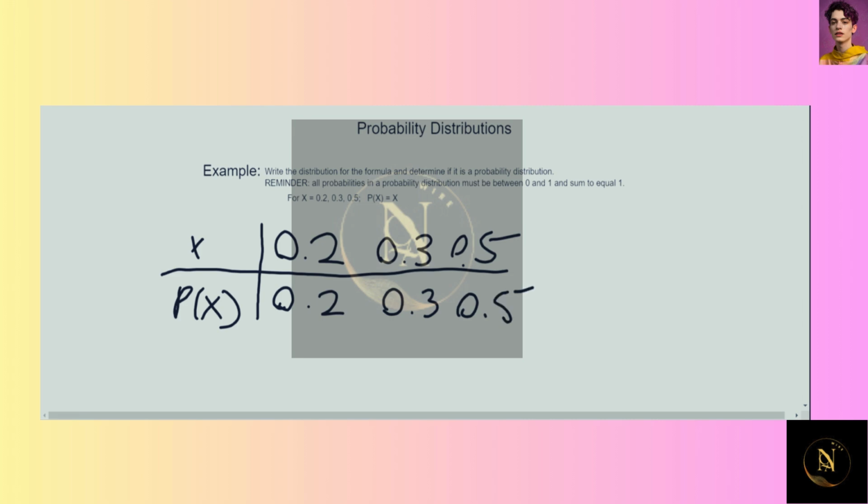And now we have all of our probabilities are between 0 and 1. We have no negative probabilities, and we have no probabilities greater than 1. And if we add our probabilities together to get our total, we see 0.2 plus 0.3 equals 0.5, plus another 0.5 equals 1 in total. So this distribution is indeed a probability distribution. We have confirmed that it can represent a set of probabilities for a set of x values without any issues.